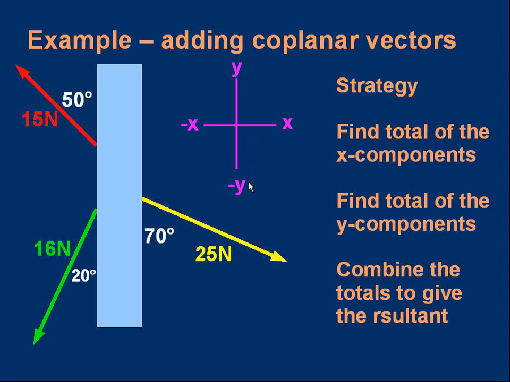The strategy for solving the problem, for finding the resultant, is this. Step 1, find the total of the x components. Step 2, find the total of the y components. And then step 3, we combine these two totals by vector addition, and that gives us the resultant. Let's do it.